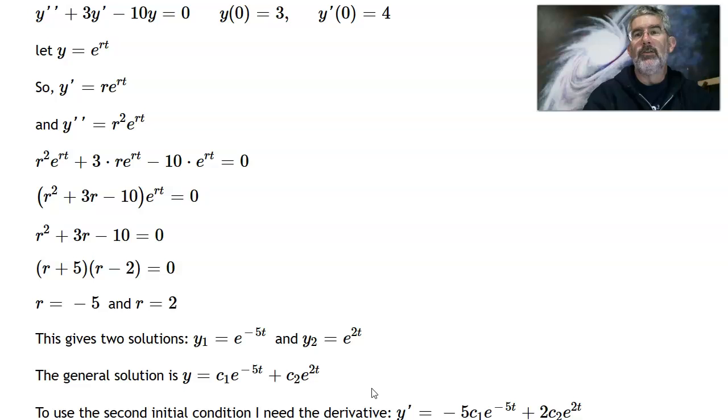Which gives me a general solution. This is what we claimed in the previous video, that the general solution then would look like c1 e to the minus 5t plus c2 e to the 2t.